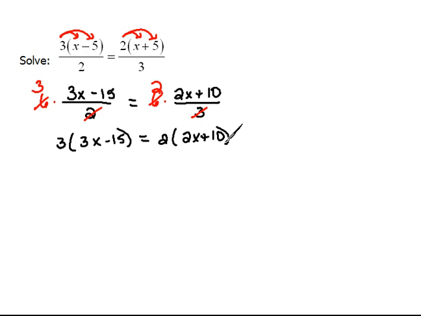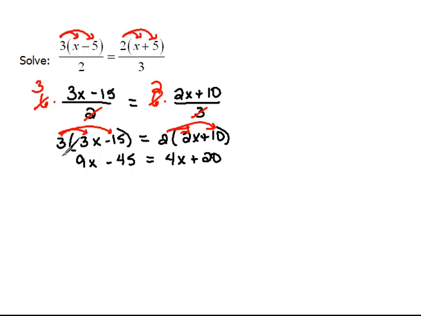You really need to write out each step of the way, because there are times that you're going to be doing distribution several times within a problem. And this is one of those, because now we have to do distribution again. So I'm going to distribute both sides now.